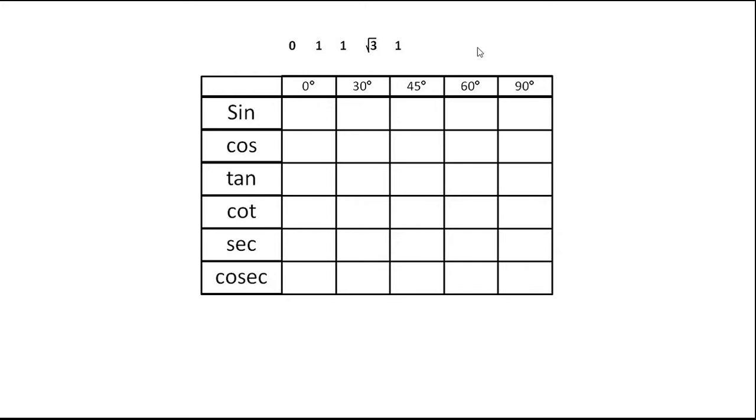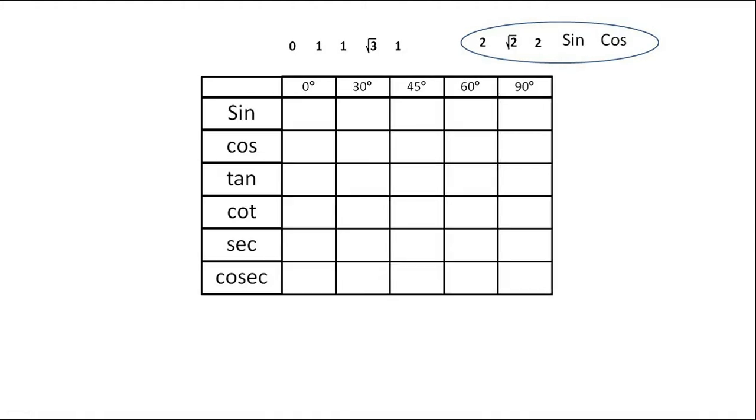Besides, we will use another sequence, that is 2, root over 2 and 2, and that sequence is used only for sine and cos. With this, we can easily remember the values of sine, cos, tan, cot, sec, cosec for 0, 30, 45, 60 and 90 degrees. So let's learn the technique of memorizing these values easily.